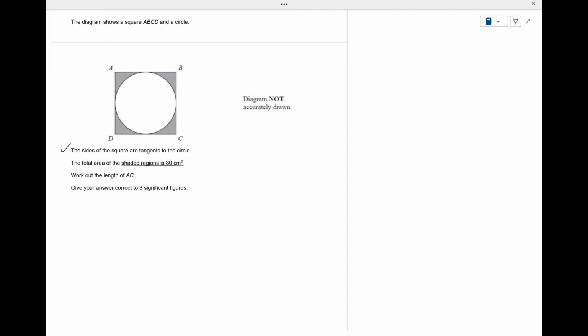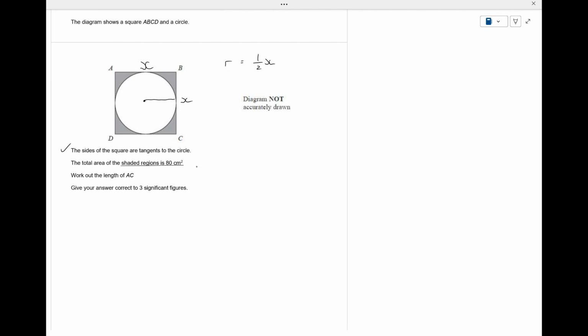Okay, well, to start with, I'm not going to work out the length of AC. I'm not going to aim to do that. That's that length, of course, the diagonal there. Instead, I'm going to aim to work out the side length of the square. So I'm going to call the square x by x. And that means that the circle will have a radius of half of x.